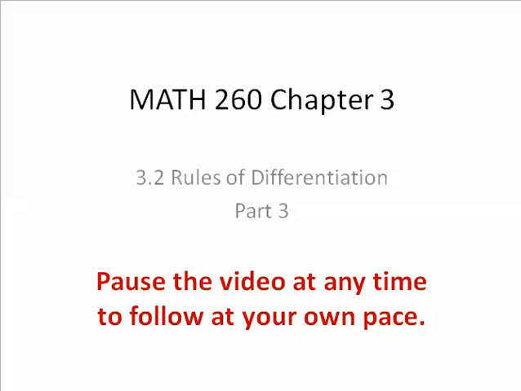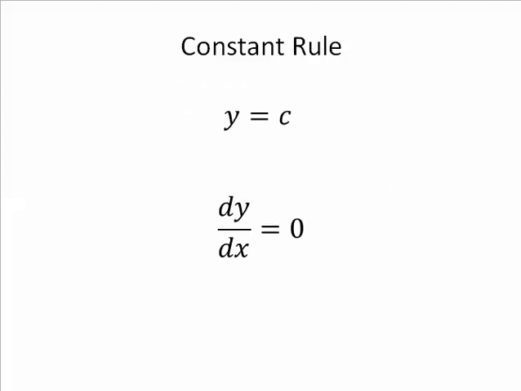Rules of Differentiation, Part 3. Let's start with the review. We'll start with the constant rule. The derivative of a constant is 0.